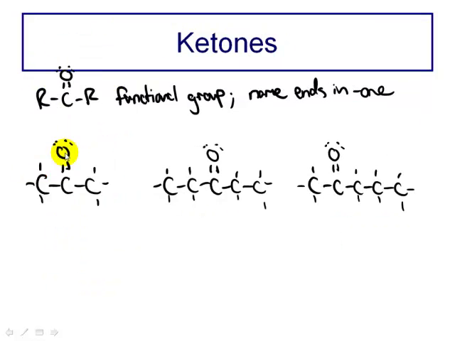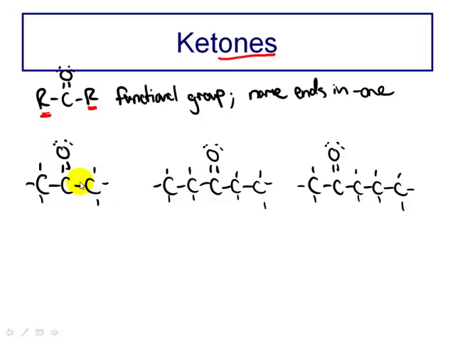A similar kind of compound are called ketones. The difference here being that in a ketone, you still have the carbon double bonded to oxygen, but it's in between two different carbon chains. So, for example, if you look down here at this guy right here, you see we've got that functional group here in between two different carbons.